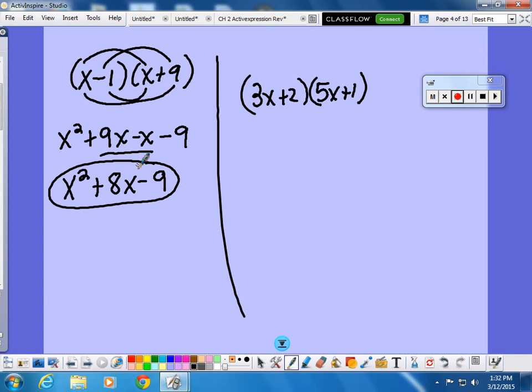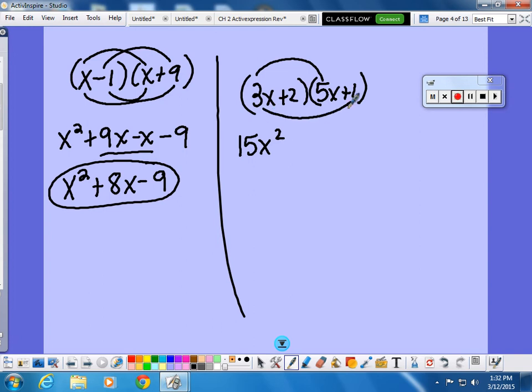Okay, let's look at 3x plus 2 and 5x plus 1. Again, a couple of linear binomials. Have you noticed that when you multiply 2 linear binomials, you get a quadratic equation? Got an x squared in it? And the reason for that is because of the first. x times x is x squared. So what is 3x times 5x? 15x squared. Good.